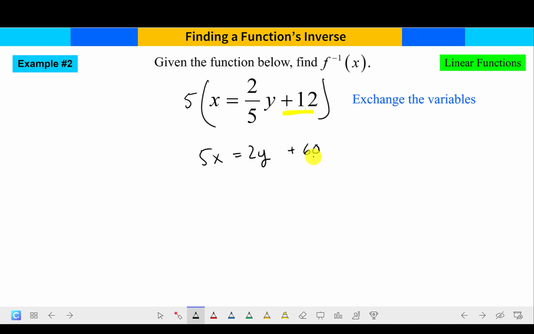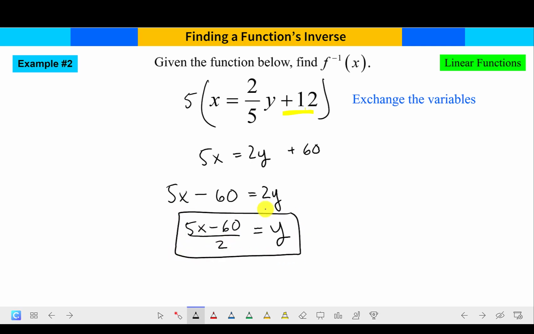Now to get y alone, I'm going to subtract 60 from both sides and divide by 2. Divided by 2, and that is my inverse function. Now, I could simplify this or show this slightly differently, because that 2 belongs with both of these terms. So I could put that as 5 over 2 x minus 30 equals y. So that's another way I could do it.